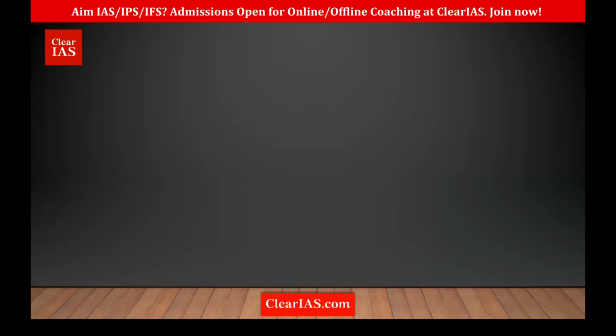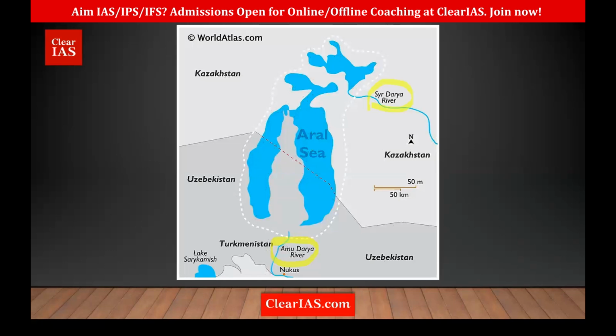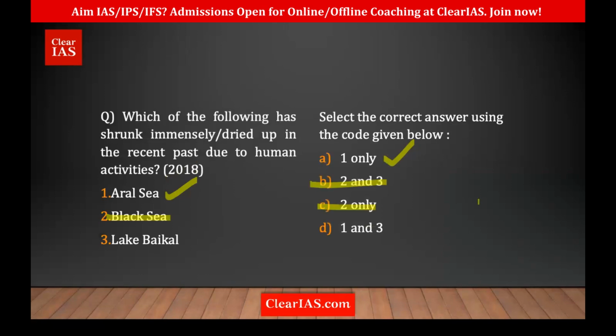Then the Aral Sea. The Aral Sea is famous. Why? It's actually shrinking, because of the two rivers, Syr Darya and Amu Darya. And it's between Kazakhstan and Uzbekistan. So there was a question also.